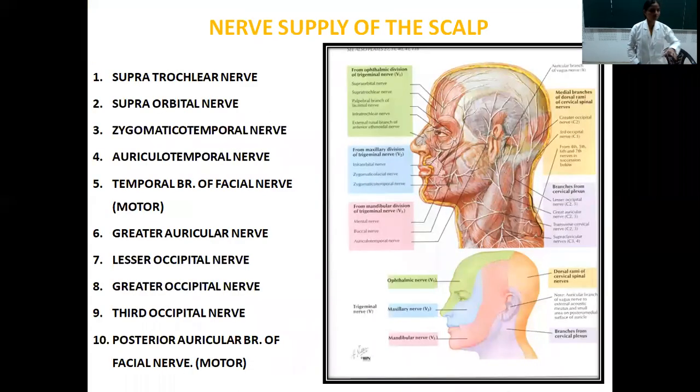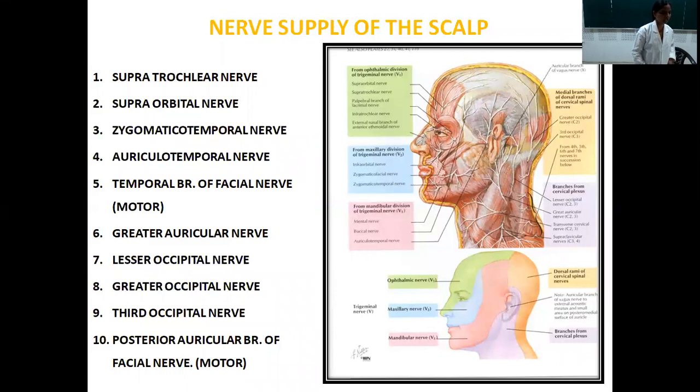Then what are the important nerves supplying the scalp? See here, the scalp is supplied by sensory, motor and autonomic nerves. The autonomics supply the blood vessels present in the scalp, the walls of the blood vessels. Then the glands present in the skin are supplied by the sympathetics. Then what are the sensory nerves? The sensory supply of the scalp is derived from the trigeminal nerve and the cervical plexus.